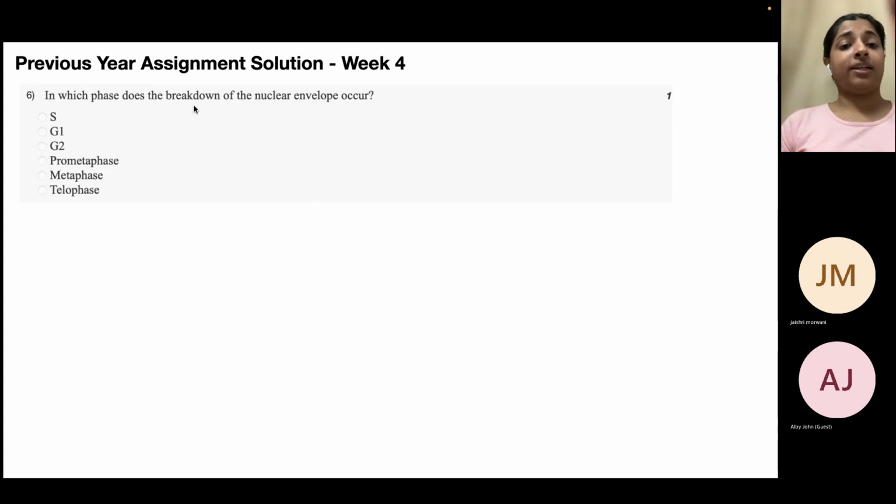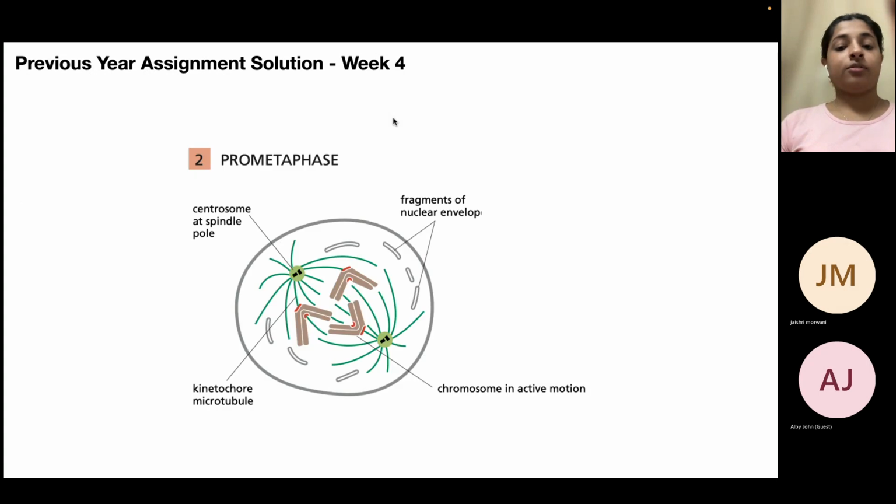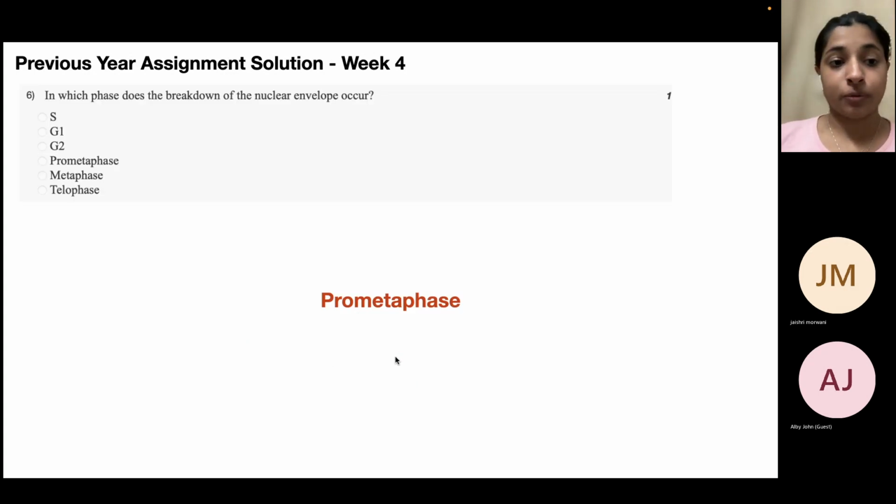In which phase does the breakdown of nuclear envelope occur? So again, like we saw previously, the nuclear envelope is broken down in the pro-metaphase, which is the stage just after prophase but before metaphase, wherein lamin is extensively phosphorylated and nuclear pore complexes are also disassembled. And this is the stage where the chromosome starts attaching to the spindle pole. So the answer to this would be pro-metaphase.